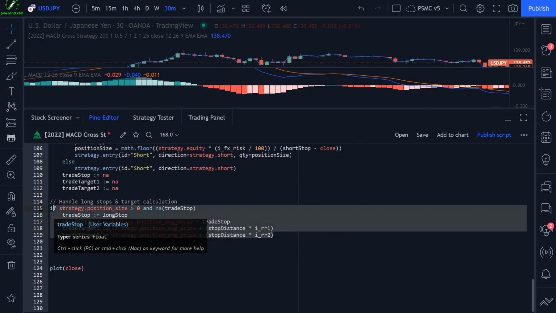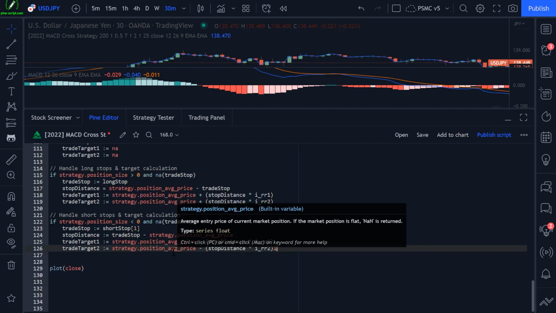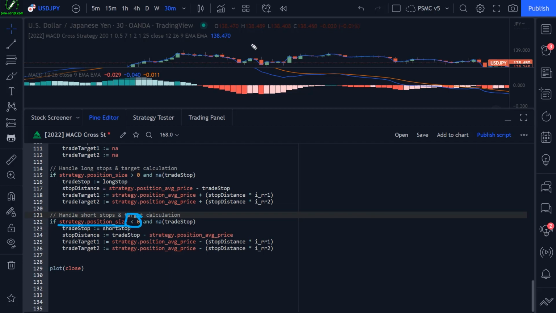So that's what this code here does. Next, we need to do the same thing for short trades. So exactly the same thing, but opposite direction. And I need to get rid of that historical operator. So we're checking if our position size is less than 0. If that's true, then we have negative contracts open, which means we are short.